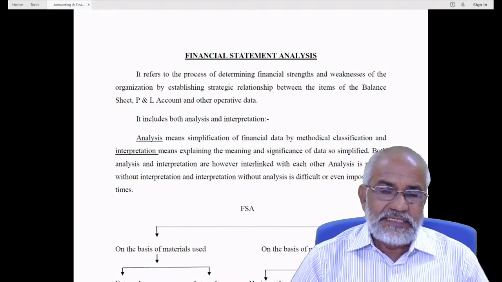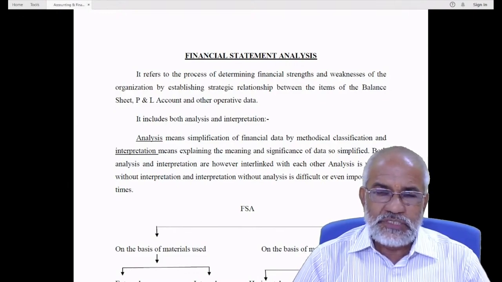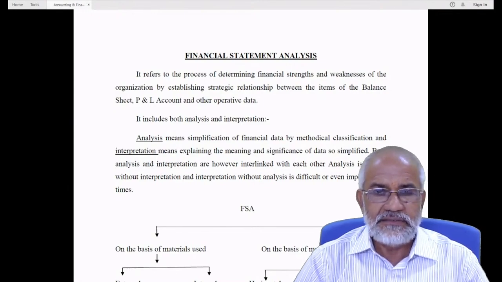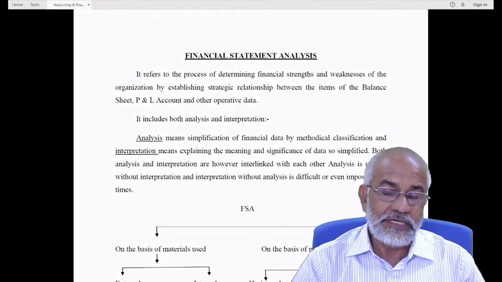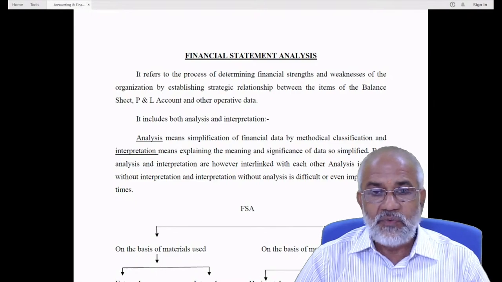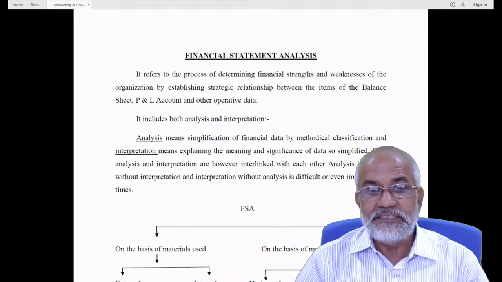Financial statement analysis refers to the process of determining the financial strengths and weaknesses of the organization by establishing a strategic relationship between the items of the balance sheet and profit and loss account and other operative data. Two things are included in it. One is the analysis, another is the interpretation.